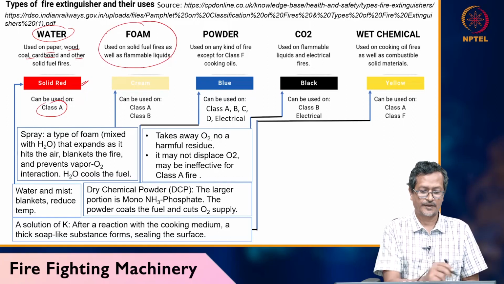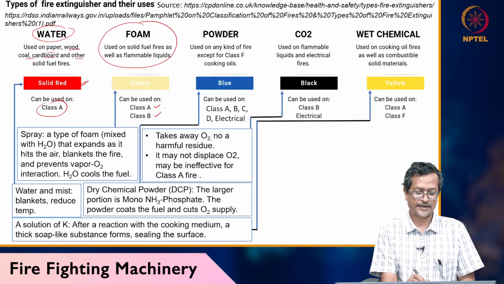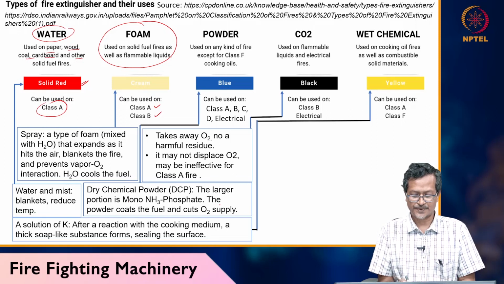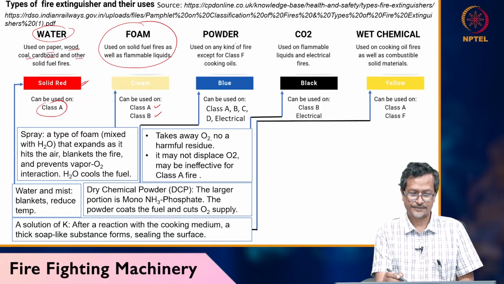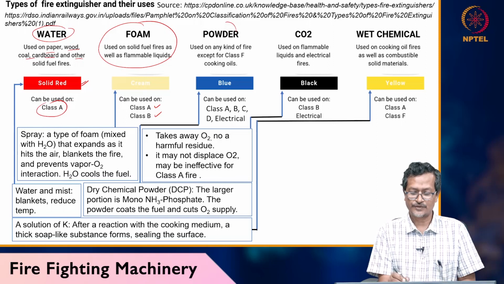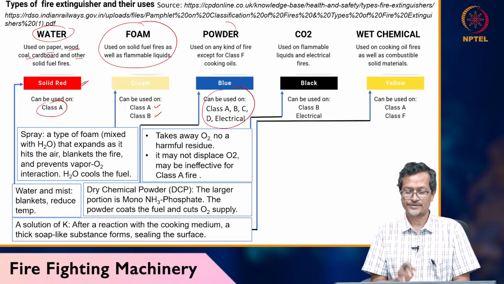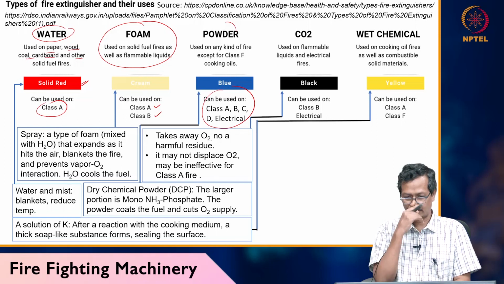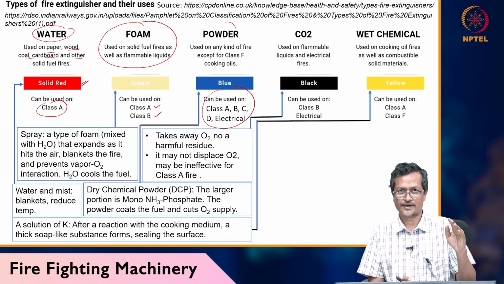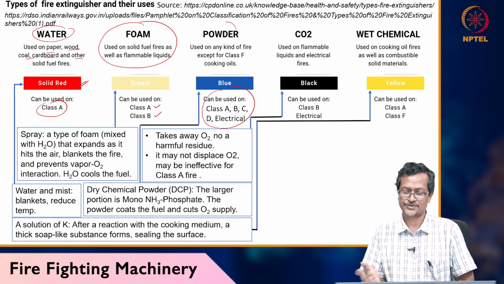And foam. Foam can be used for class B and A type fires. Like dry chemical powder, DCP, the large portion of monoammonium phosphate, the powder coats the fuel and cuts oxygen supply. This powder can be used for almost all types of fire. Dry powder can be used for A, B, C, D, electrical, all types of fire. This is more common, but normally it will not be kept everywhere, because people use extinguishers based on the fire classes, because of cost and other conditions.